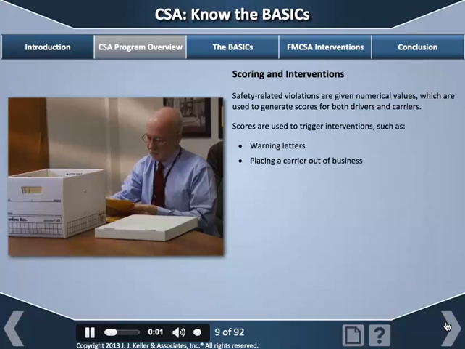To make sure the comparisons that occur as part of the safety evaluation process are applied fairly, all safety-related violations are given numerical values, which are ultimately used to generate scores for both the carrier and driver measurement systems. These scores, in turn, are used to trigger enforcement interventions, which can range from warning letters to placing a carrier out of business.